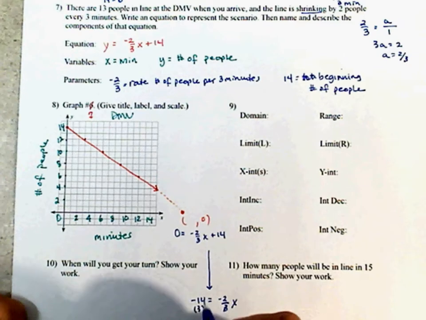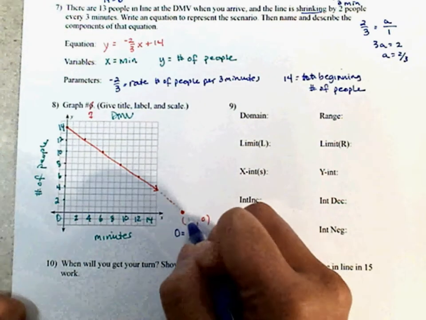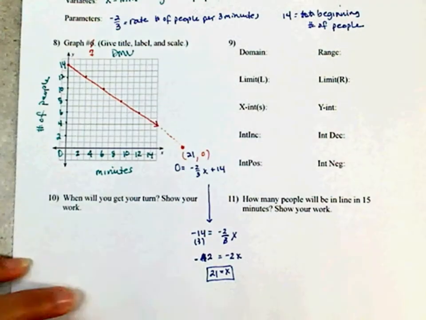So now you have negative 42 equals negative 2x. Divide by 2, x is equal to 21. Okay? So your x value is 21. Oops, my apologies. There you go.